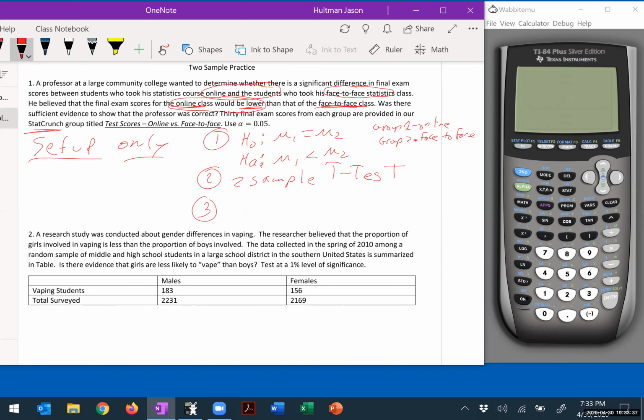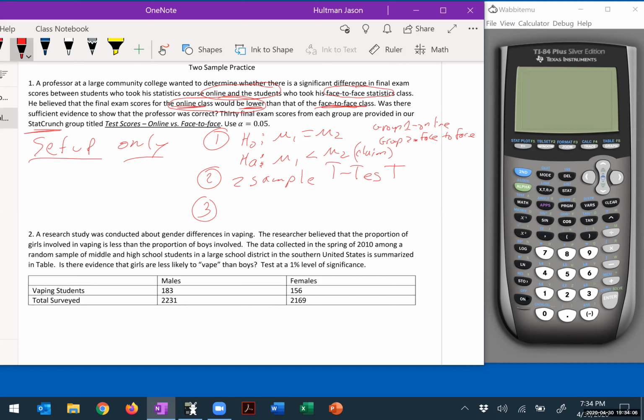Okay, group 2 will be the face-to-face class. So mu1 equals mu2 means there's no difference between the classes and their final exam scores. And mu1 is less than mu2 means the online class did worse. That would be the alternative here, and this is the claim. This is what he's claiming: that they're going to do worse online.